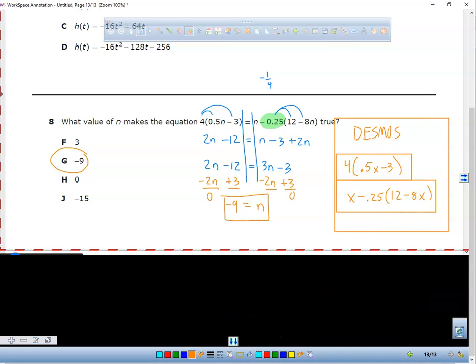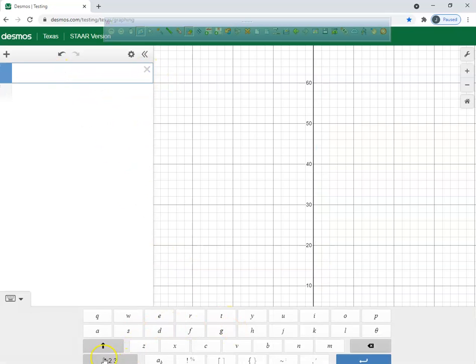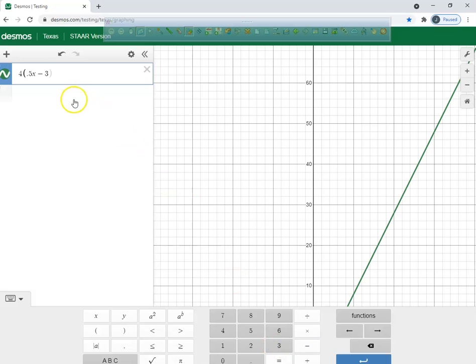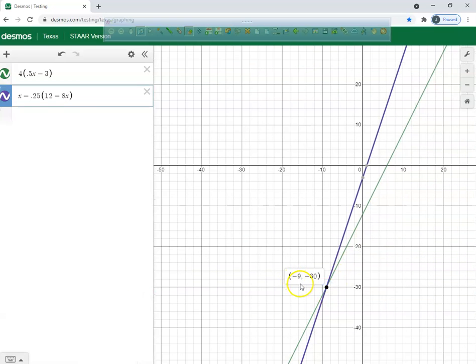Hopefully you're with me. We've got 4 parentheses, 0.5x minus 3. So we've got one of them right there. And the other one we had is x minus 0.25 times open parentheses 12 minus 8x. Can you see where the two lines meet? It says negative 9 and negative 30. That's how you would do it in Desmos. Set them equal to each other, see where they cross. The x value is always your answer.